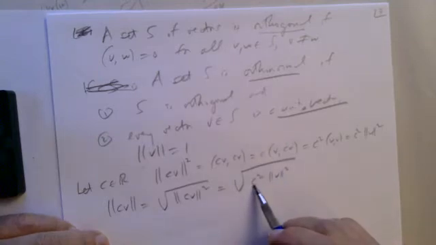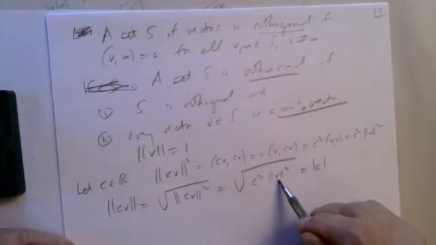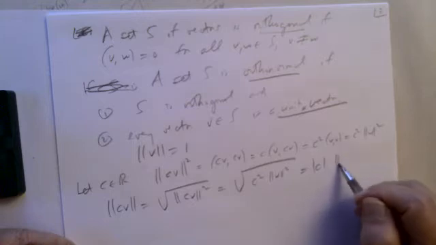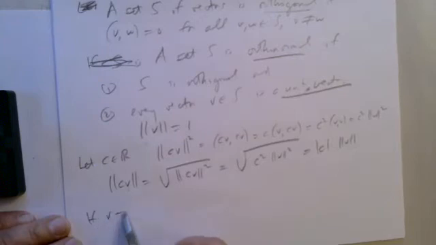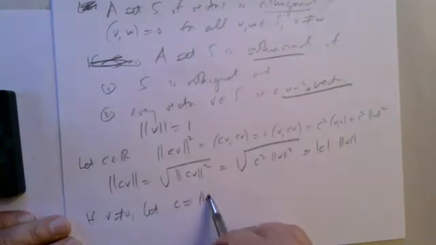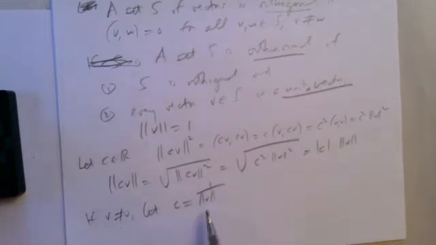c can be positive or negative, but when you take the square root of c squared, you get the absolute value of c. The length of v is always non-negative, so this is the length of v. So the length of cv is the absolute value of c times the length of v. And if v is not 0, suppose we let c be 1 over the length of v. If v is not 0, the length of v is positive.